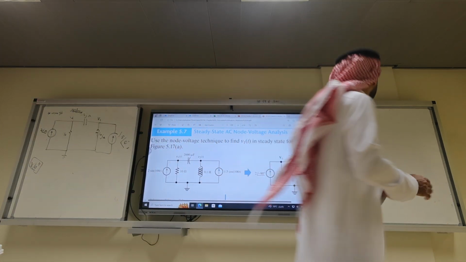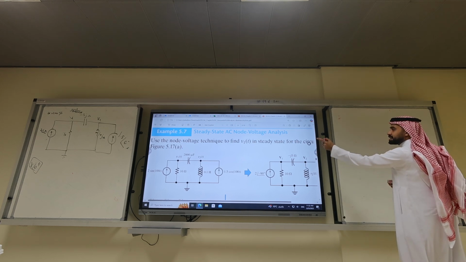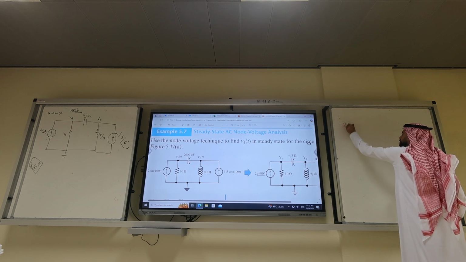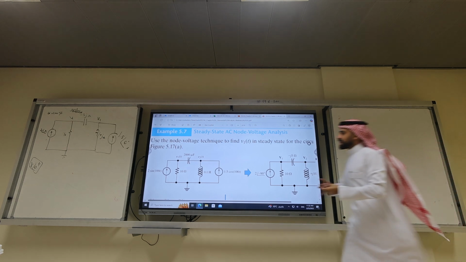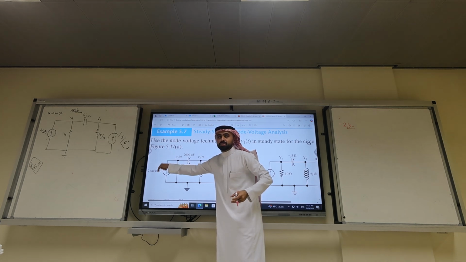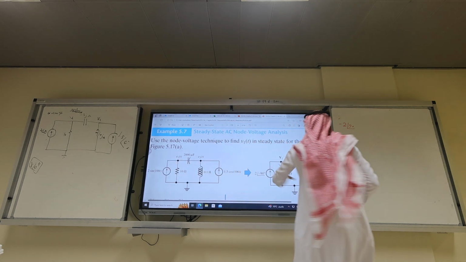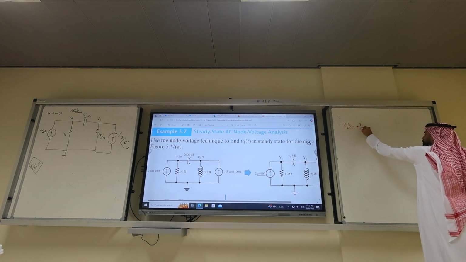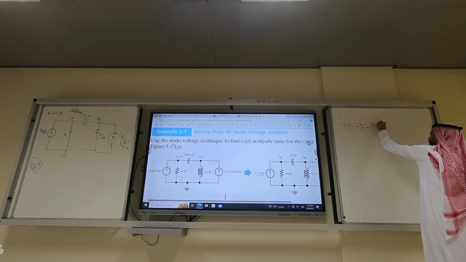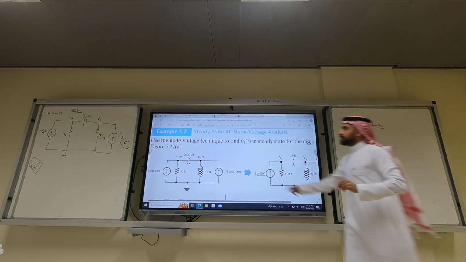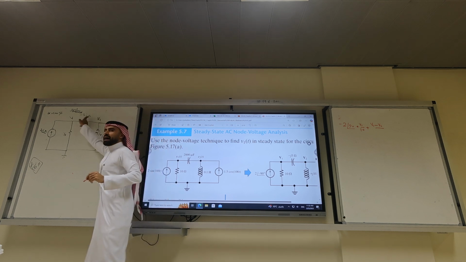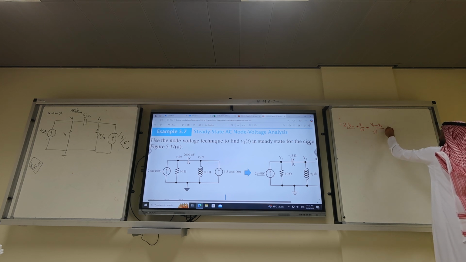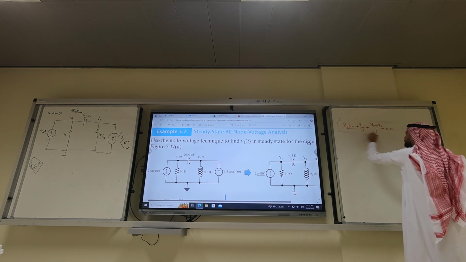Let's do it. It's going to be what? Minus 2 angle 90, which is this current source leaving, minus 2, plus V1 over 10, plus V1 minus V2 over minus J5 equals 0. That's equation 1.